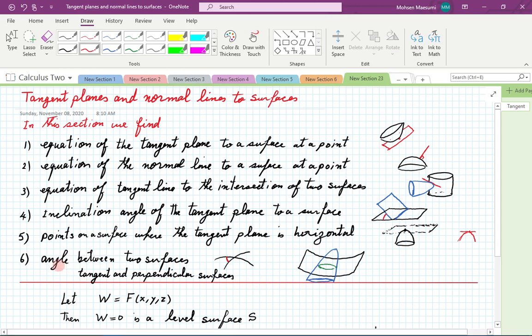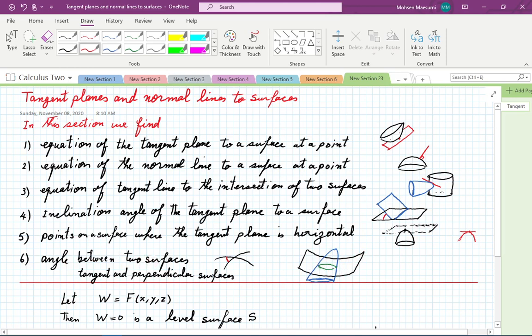Next issue is the more general issue of finding the angle between two surfaces. Let me remind you again, you had a similar question in Calculus 1 where you had two curves and we wanted to find out what's the angle between the two curves. Now we are taking this one notch higher up. We have two surfaces again. Imagine these two blue and black surfaces here, they're intersecting, and the question is what angle do they make between the two of them.